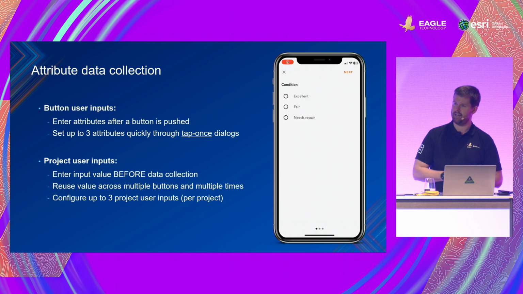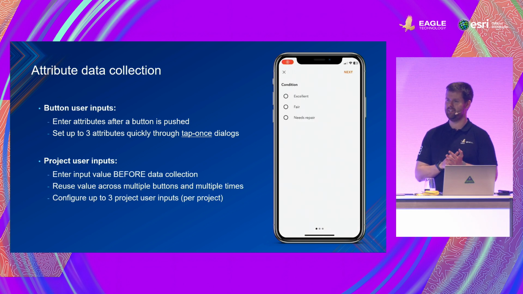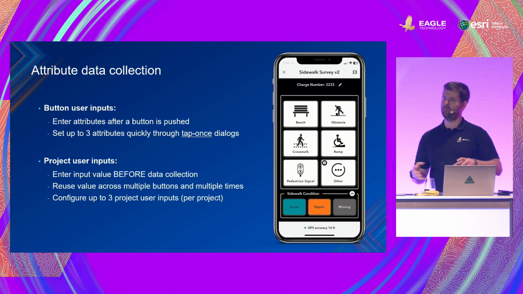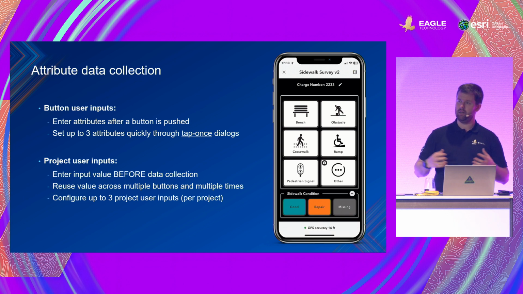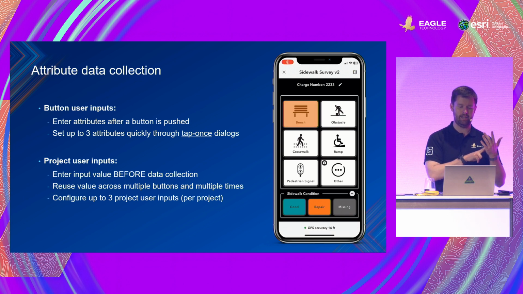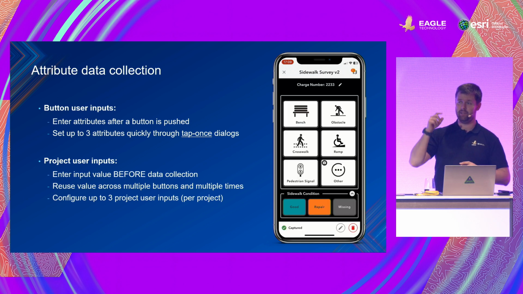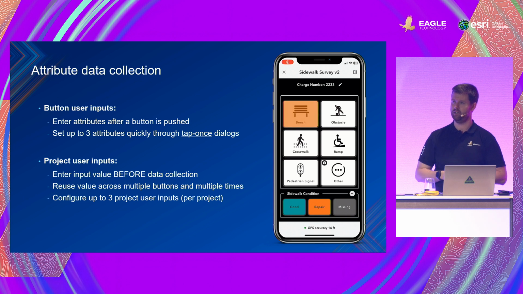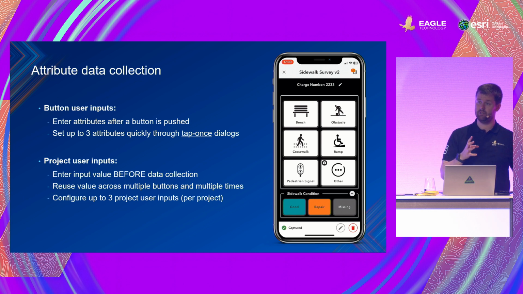So then attribute data collection is something that's come a long way in QuickCapture. The fact that we don't just want to capture a point with maybe one or two fields filled out actively. So there's two means of performing enhanced attribute data collection with QuickCapture. The first is button user inputs. So this is when a user presses a button on the screen and then attributes are queued almost after pressing that button. So whether that's a drop down or selecting a specific option for what type of thing they've just pressed. So you can set up to 3 attributes, which is really neat.